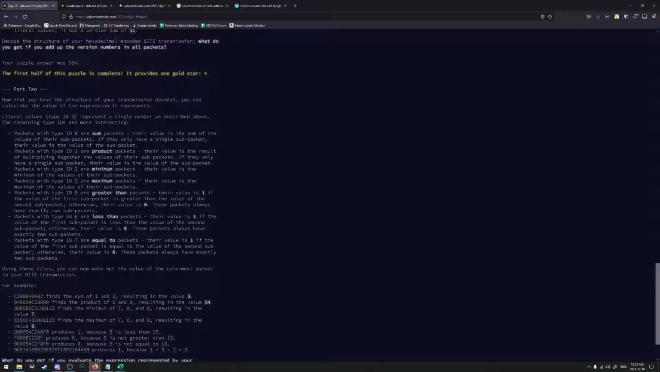Okay, greater than packets, less than packets. The value is 1 if the value of the first subpacket is greater than the value of the second subpacket, otherwise the value is 0. The packets always have exactly 2 subpackets. Packets with ID type 6 are less than packets. Their value is 1 if the value of the first subpacket is less than the value of the second subpacket, otherwise their value is 0. These packets always have exactly 2 subpackets.